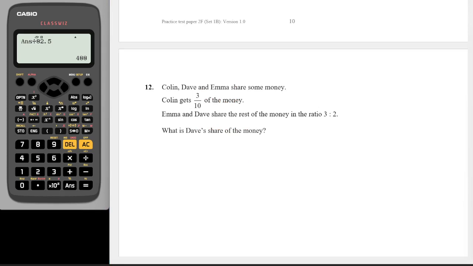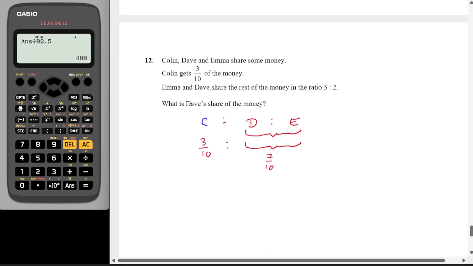Okay, question 12. Colin, David and Emma share some money. Colin gets 3/10 of the money. Emma and David share the rest of the money in the ratio of 3 to 2. What is David's share of the money? So I'm going to put that information into a partial ratio table. So Colin gets 3/10, and then that means that this combined share is 7/10.